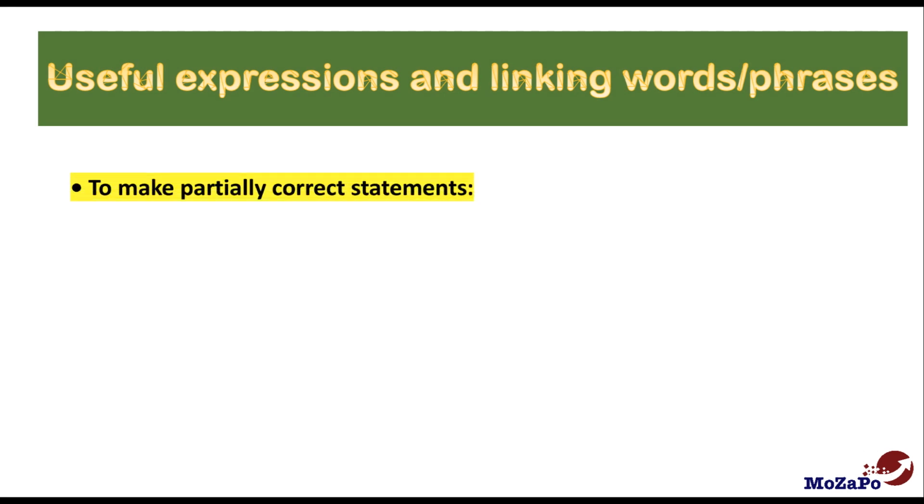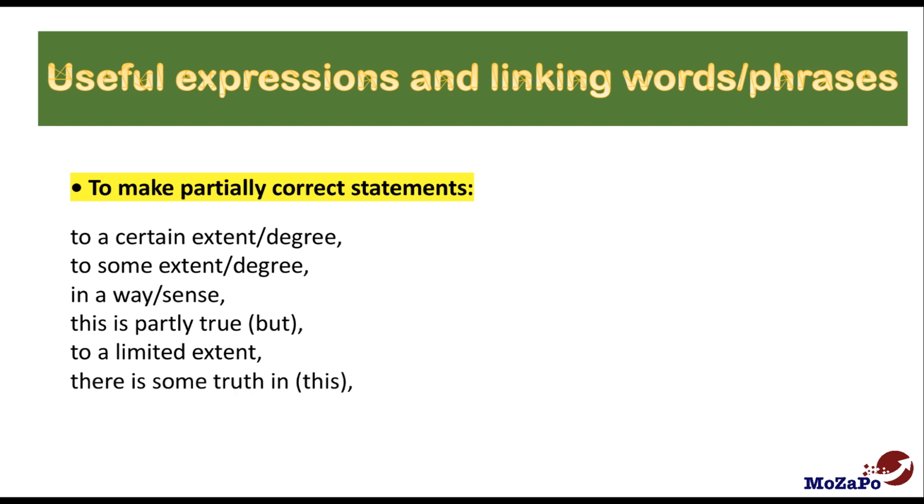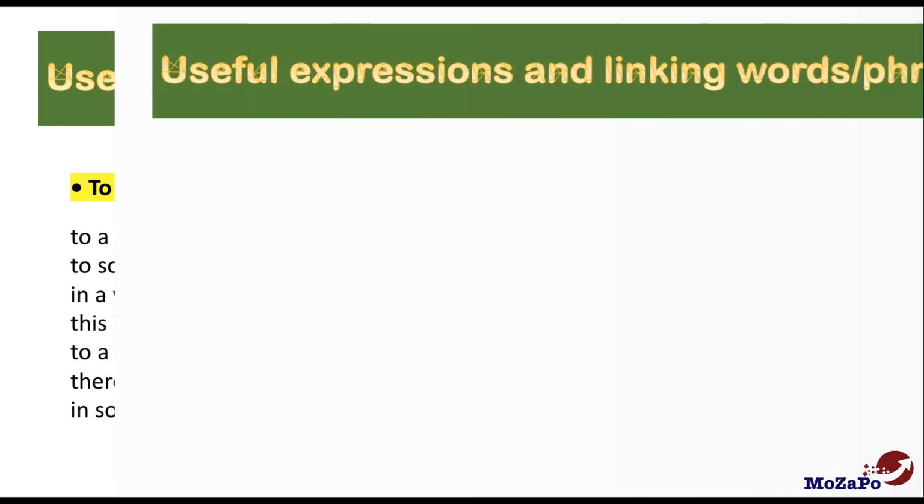To make partially correct statements, it means your statement is not 100% correct or true, so you are only partially writing about that statement. To a certain extent, to a certain degree, to some extent, to some degree, I agree or disagree. In a way, this is partly true, but to a limited extent, and there is some truth in this. In some cases, up to a point, and so on.